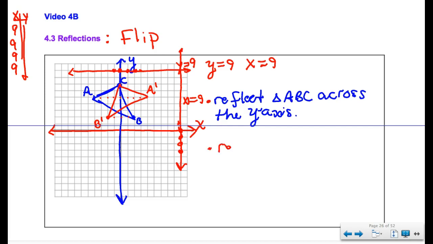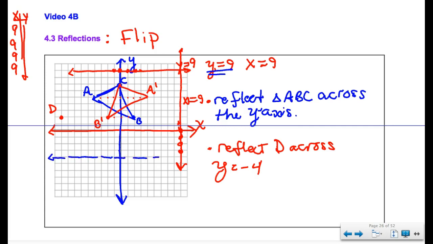And one other, we're going to reflect just a point, D. So let's go put point D on there. I'm going to put point D right here, just to keep it out of the way of all other stuff. And let's reflect it across the line y equals -4. Well, where is the line y equals -4? Again, that's a horizontal line through -4 on the y-axis. So 1, 2, 3, 4. Here's the line y equals -4.